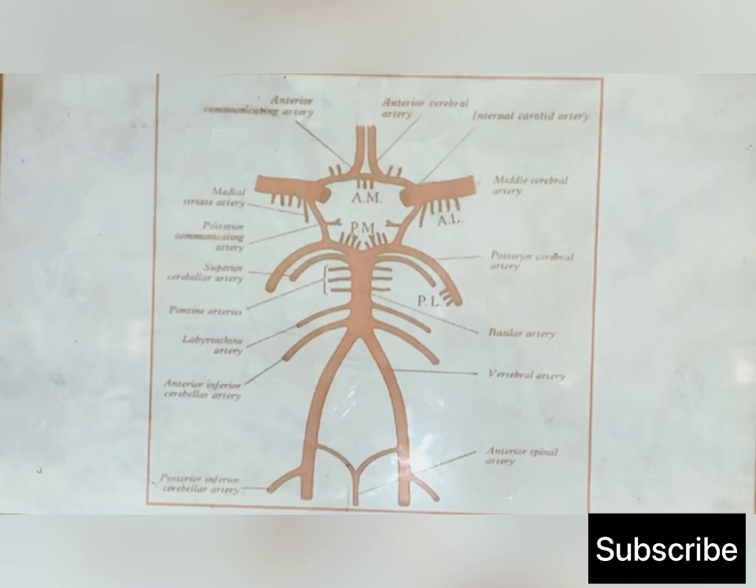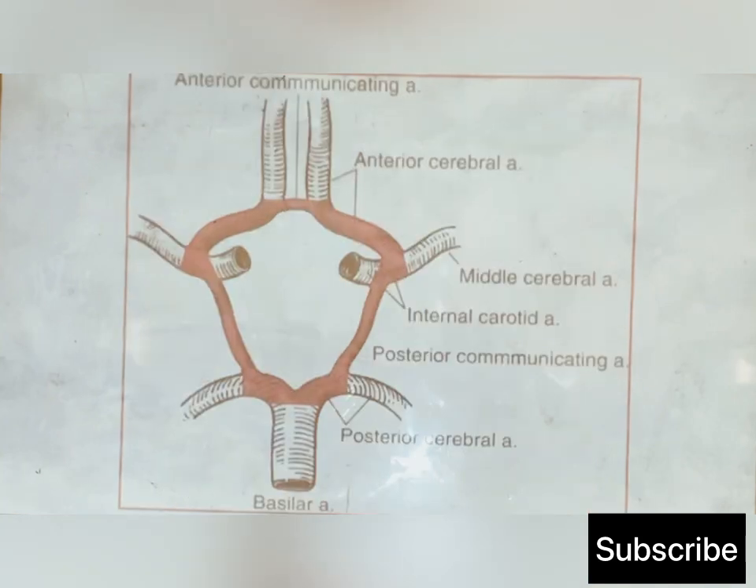So now we've seen this arterial cycle of Willis. You can check my videos regarding the clinical anatomy of neuroanatomy. You will see some of the clinical anatomy of this cycle of Willis and other things like that.